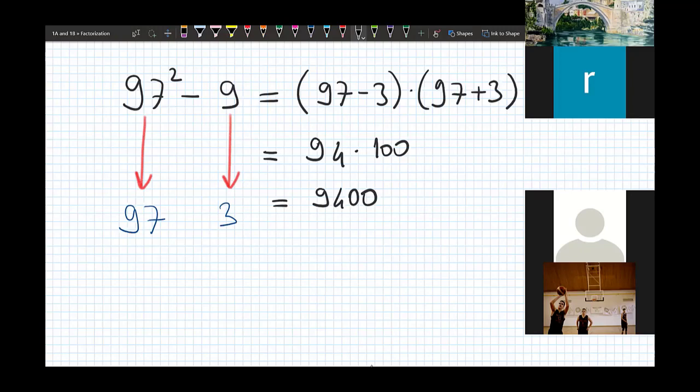I am intentionally giving these numbers because when you add or subtract them, you will get 100. So multiplying by 100 is easy. You just add 2 zeros at the end. So you may use the difference of two squares trick to calculate that kind of number.